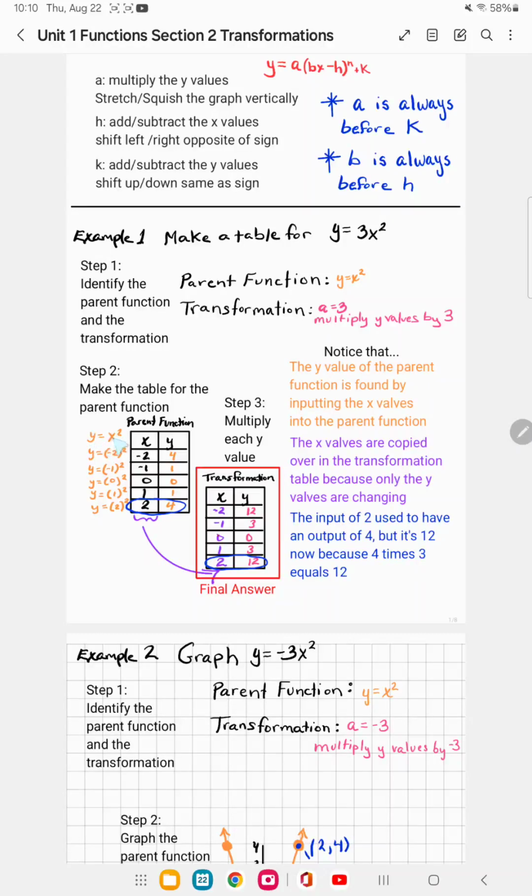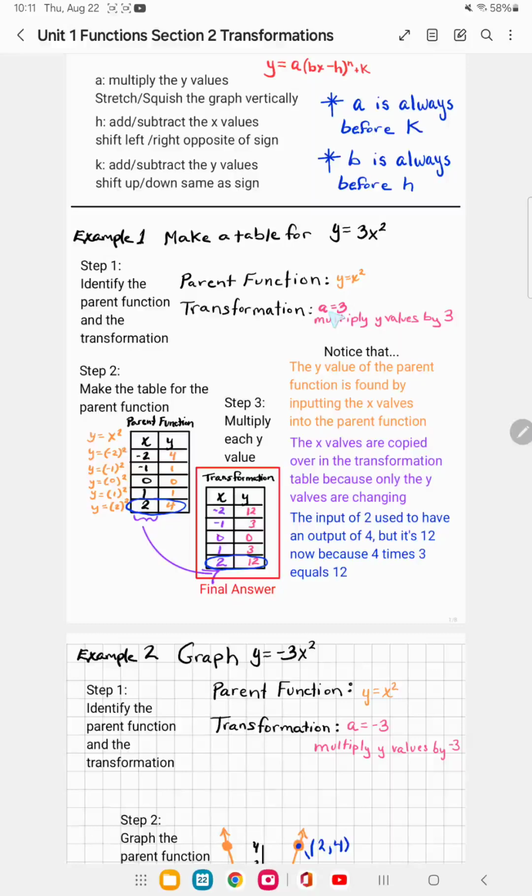So if y equals x squared, we change x, so -2 squared. So y is now -2 squared, which is going to equal 4. Squaring something means you multiply it by itself. So -2 times -2 equals 4. -1 squared equals 1. 0 squared equals 0. 1 squared equals 1. And 2 squared equals 4. Now that we have our parent function table, we can go make our transformation table.